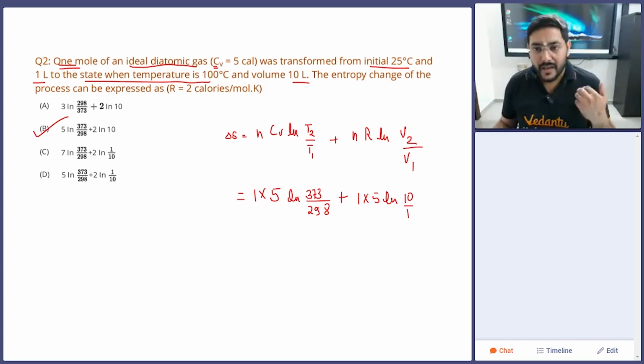Now, see beta, in JEE Mains 2025 and 2024, they have asked so many questions regarding thermodynamics and thermochemistry also. So be prepared accordingly. Conceptual questions can be asked from this part.